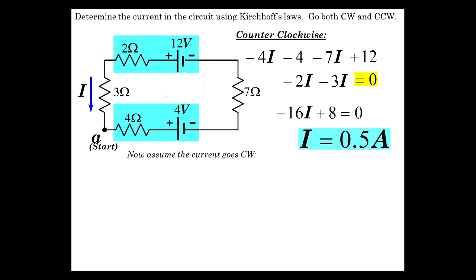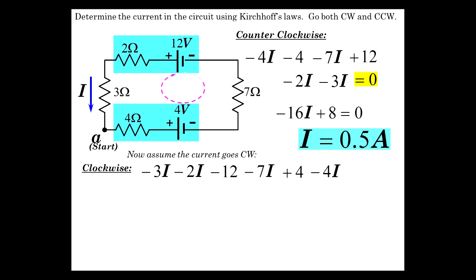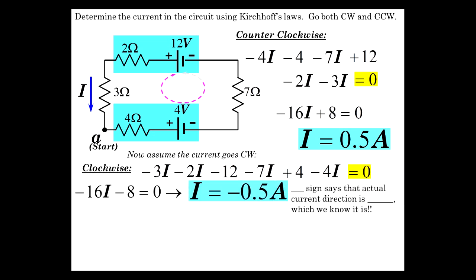Now let's assume the current goes clockwise. And so we're going to analyze it clockwise. So I just showed that here. So ignore this for now, the direction. And let's assume the current's going around like this. And how we'd set up the equation. We would have, going in this direction, a drop of 3I, and then minus 2I, minus 12, minus 7I, plus 4, minus 4I equals 0. Giving us minus 16I minus 8 is 0, and I is negative 0.5 amps.